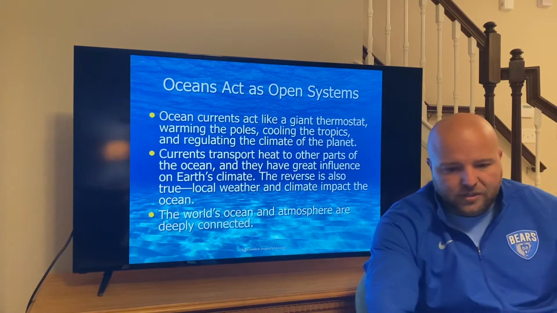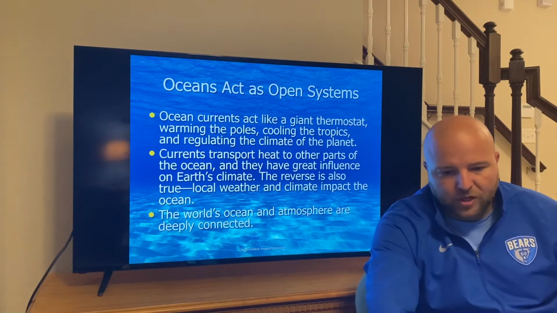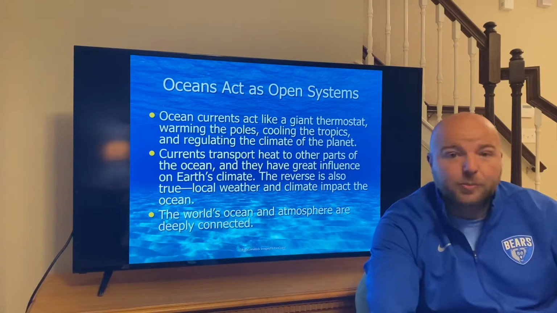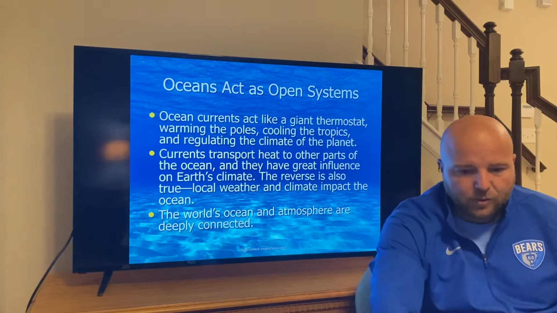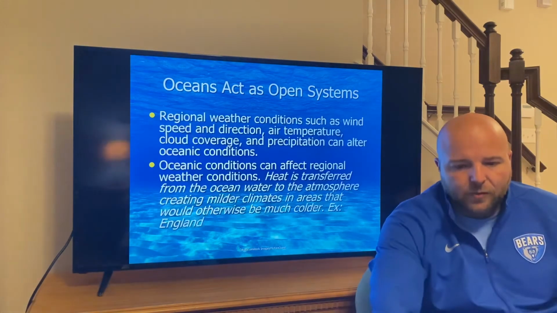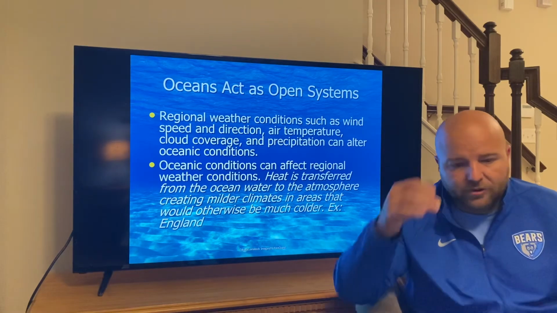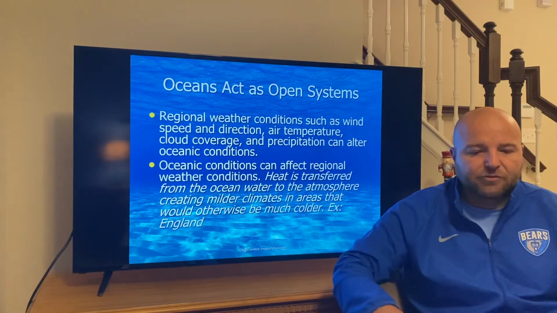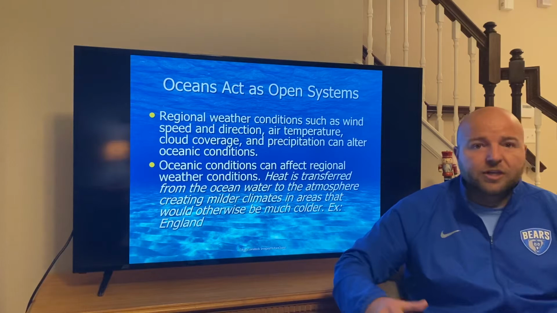So ocean currents act like a giant thermostat, warming the poles, cooling the tropics, regulating the climate of the planet. World's ocean and atmosphere are deeply connected. If you haven't caught that idea yet, that's something that has come up multiple times now. I want to keep moving because we got so much to cover. So regional weather conditions such as wind speed and direction, air temperature, cloud coverage, precipitation, they all alter oceanic conditions.